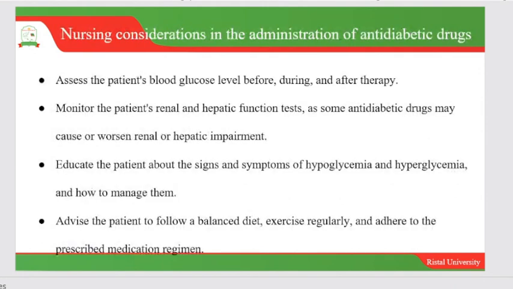Let's look at nursing considerations in the administration of antidiabetic drugs. We need to assess the patient's blood glucose level before, during, and after therapy. Then we also monitor the patient's renal and hepatic function tests, as some antidiabetic drugs may cause or worsen renal or hepatic impairment. We also need to educate the patient about the signs and symptoms of hypoglycemia and hyperglycemia and how to manage them. We need to advise the patient to follow a balanced diet, exercise regularly, and adhere to the prescribed medication regimen.